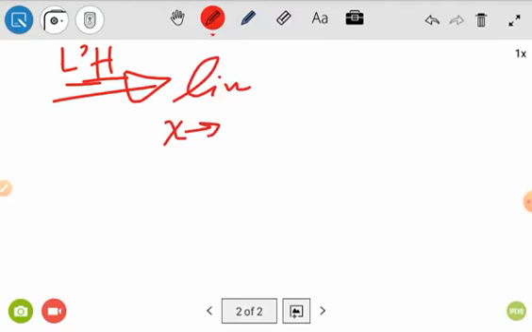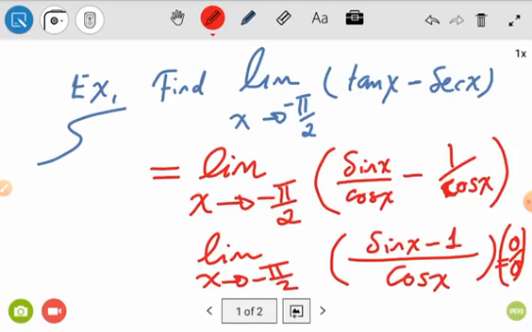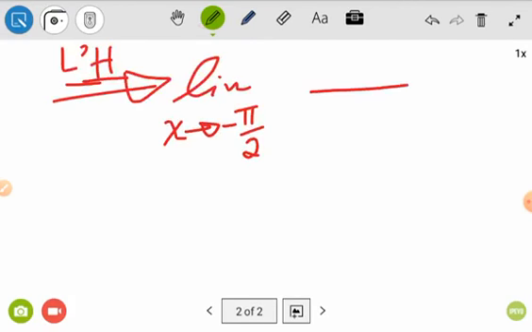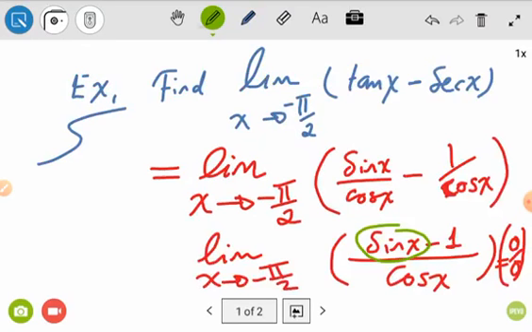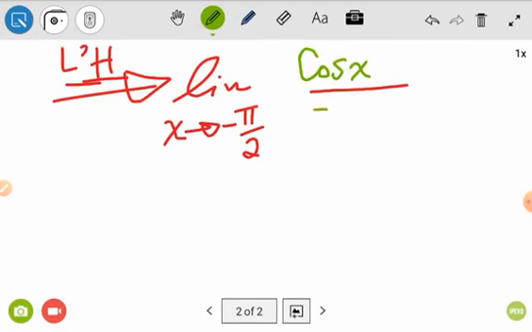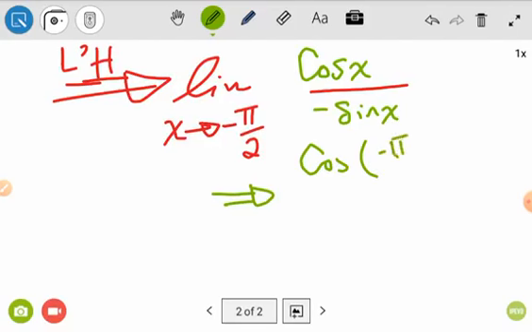We will find the limit as x approaches negative pi over 2 of the derivative of sine x minus 1. The derivative of sine x is cosine x, the derivative of 1 is 0, over the derivative of cosine, which is negative sine x. And then substitute negative pi over 2: cosine of negative pi over 2, all over negative sine of negative pi over 2.